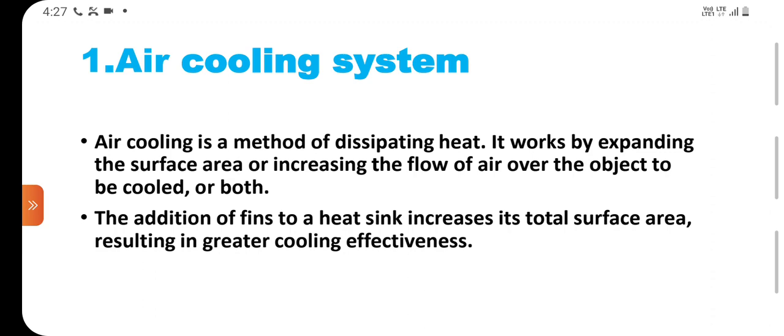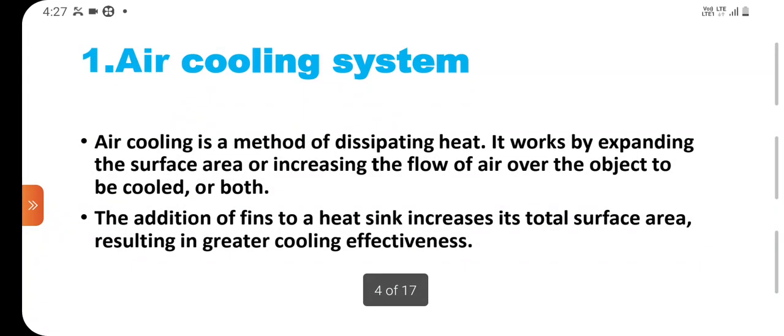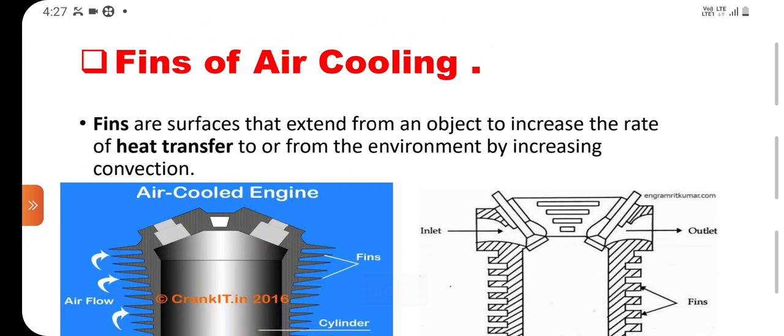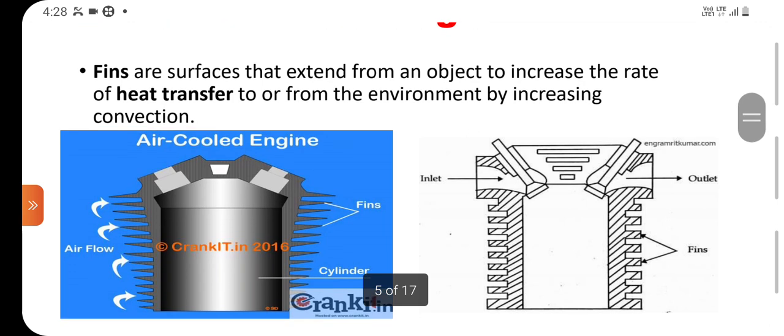The fins may be aluminum fins. The shape of the fin may be triangular or trapezoidal. Such air cooling systems are generally used in two-wheelers. Now look at this diagram. The fins are provided over the engine cylinders. The fins are surfaces that extend from an object to increase the rate of heat transfer to the environment by increasing convection.